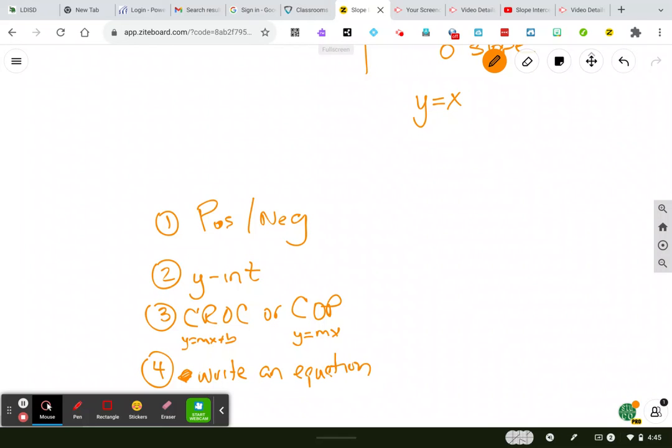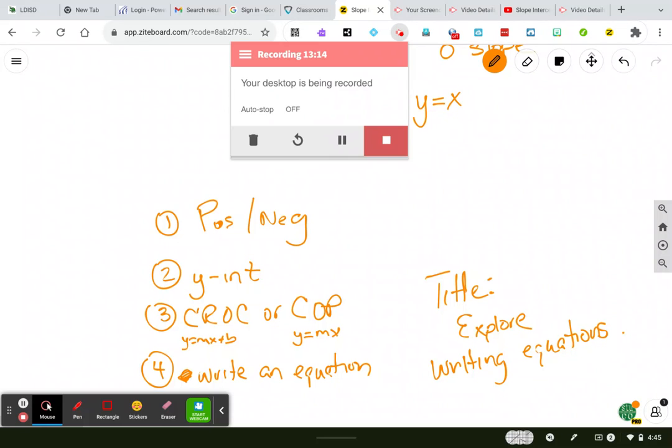Then what I want you to do with this is fold it and glue it into your journal. And I want your title of it to be Explore Writing Equations. Make sure you get this done before you start the next assignment. And the blank copy is over in the baskets.